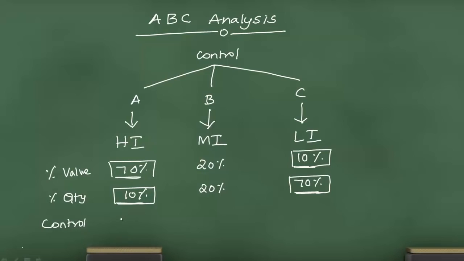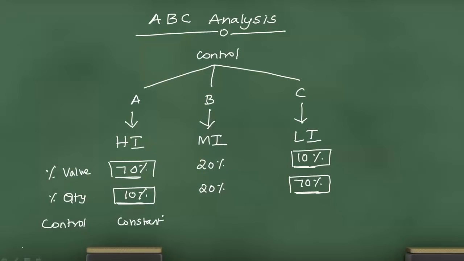So how should our control be? We should have constant control on these materials which may be classified as A category. We should have strict control. We should check their stock levels periodically. We should have budgets. We should evaluate their ratios. We should have economic order quantity for all those materials which come under category A.